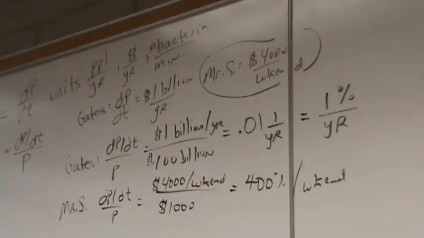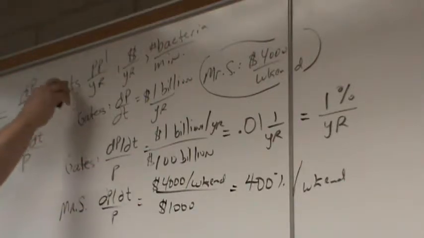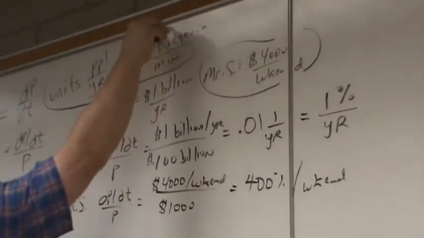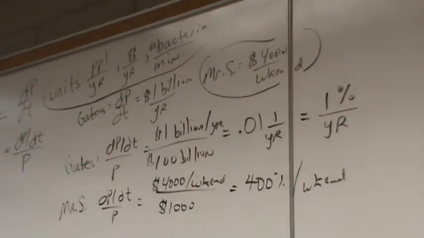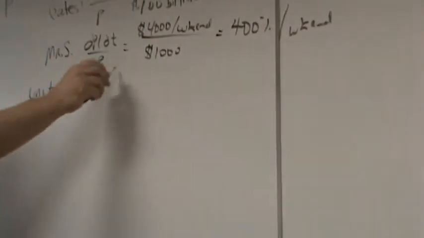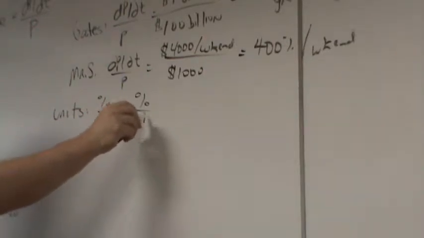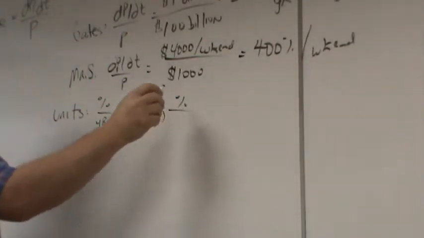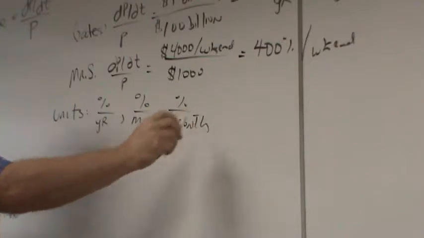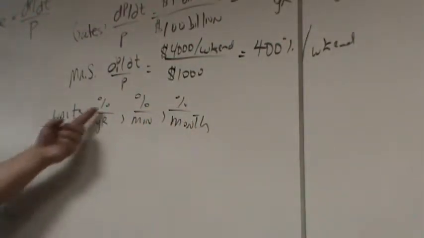All righty, and so the units. Remember when I talked about the units being people per year, money per year, bacteria per year? Here the units end up being just percent per year, or percent per minute, or percent per whatever time you have, month or otherwise. But the units are always just percent, so now it doesn't matter what it is. Well, hey, that's absolute and relative growth rate.